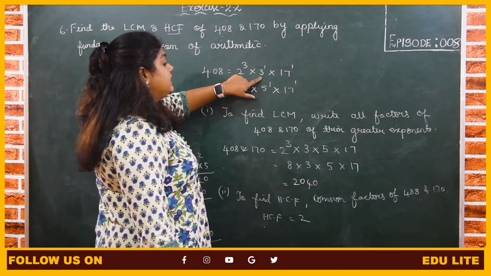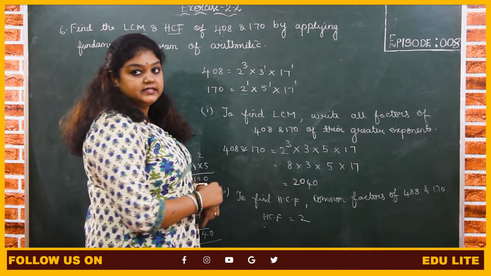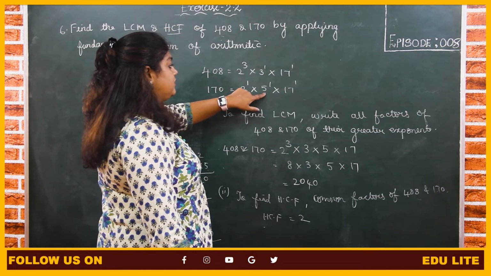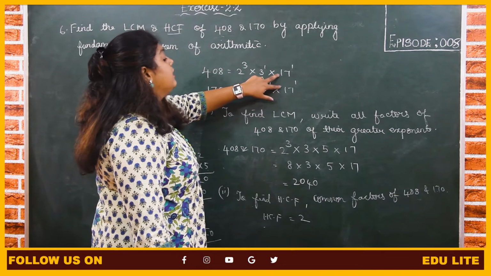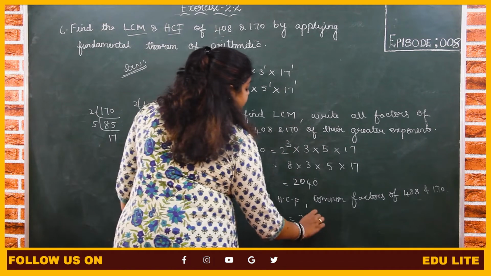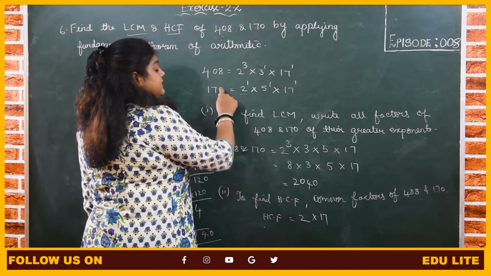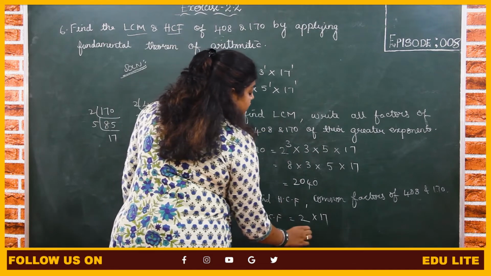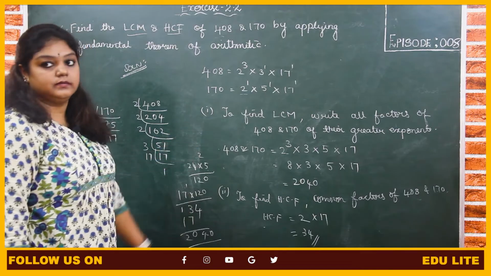And 3 is present over here, but it is not present over here. We will not consider it. Next, 5 is present over here, but it is not here. So we will not consider it. 17 is present in both the numbers, and it is present only 1 time. So we will consider 17 also, which is common in both the numbers. So 17 into 2 is 34. HCF is 34 for the given problem.